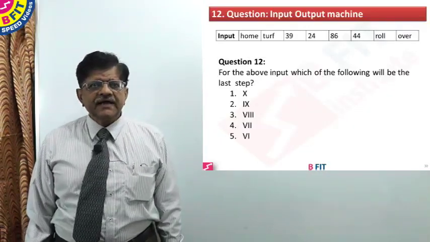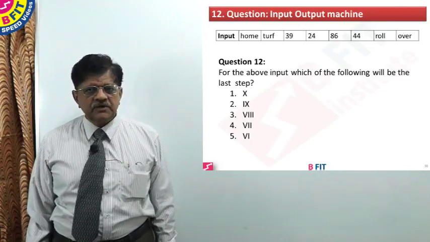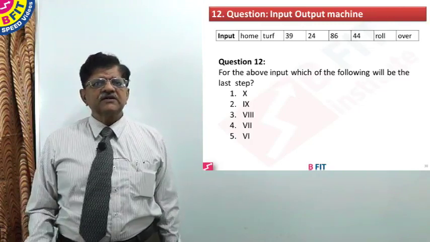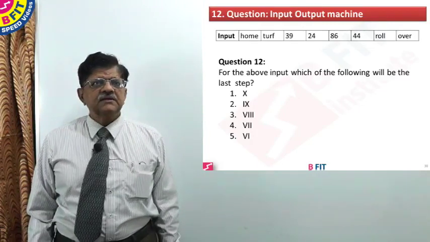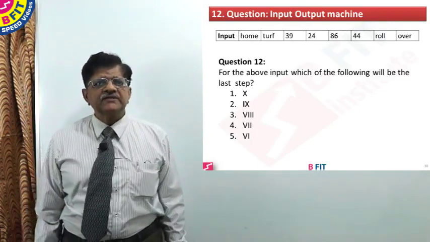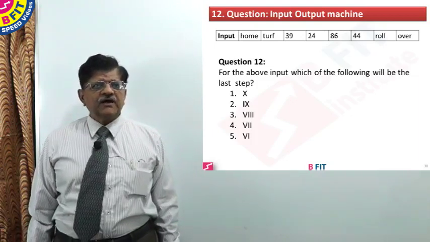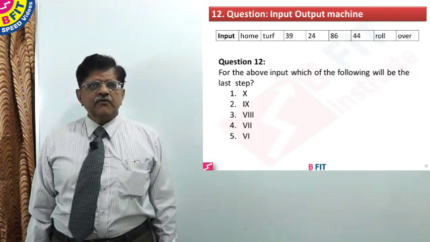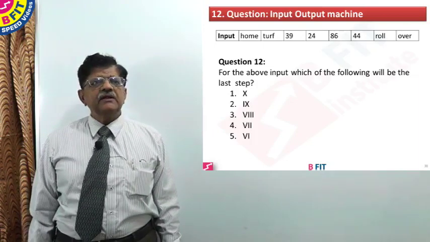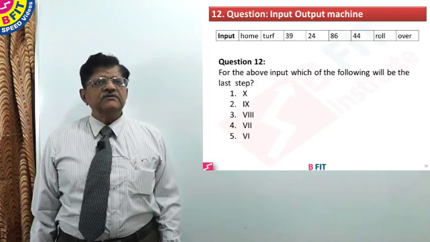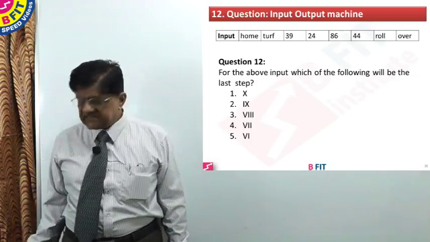Let us look at the next question, question number 12, in which we are given a different set of input of words and numbers. Input is home, turf, 39, 24, 86, 44, roll over. What is the question? The question is, for the above input, which of the following will be the last step? So we have to find out which will be the last step. Let us see the working.